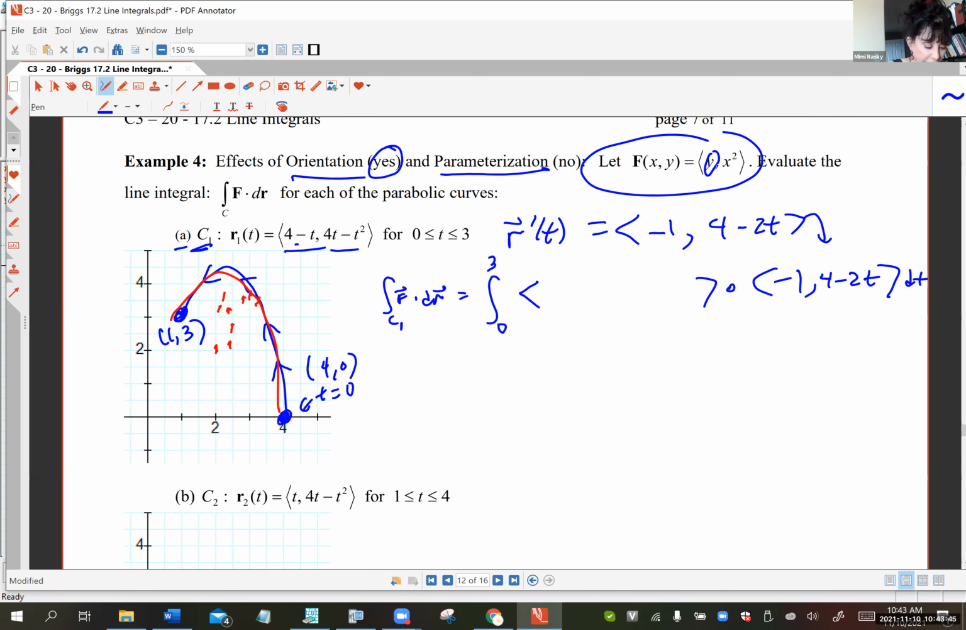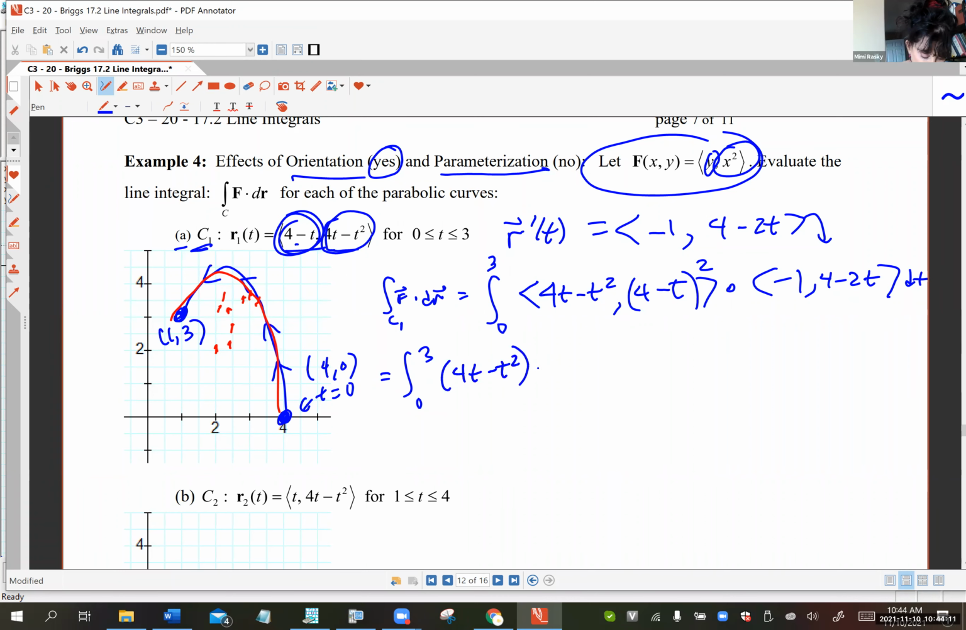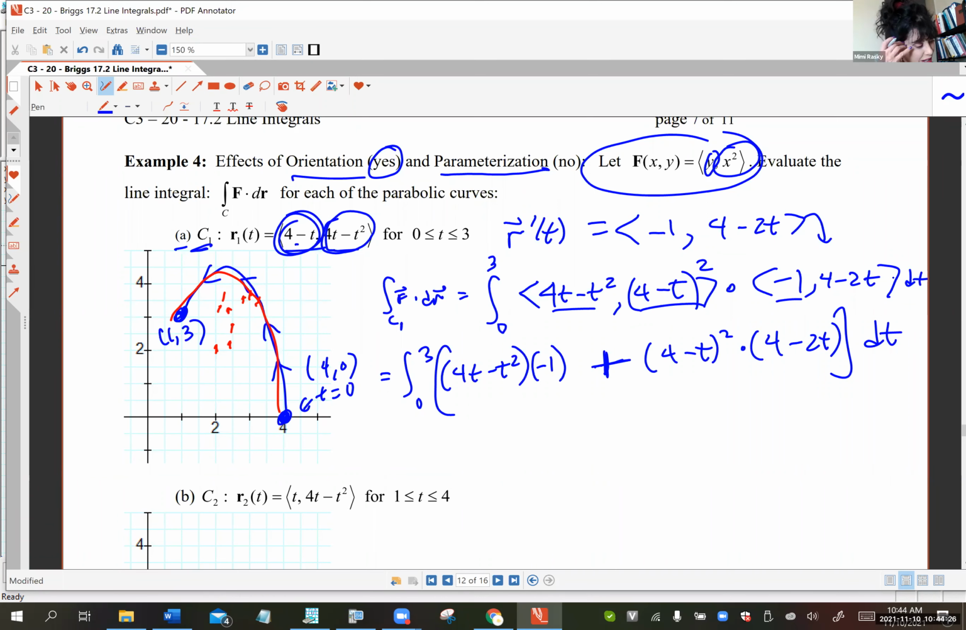So what do we put instead of the y and x squared? Well, instead of the y, you're going to substitute the y from the original vector valued function, which is 4t minus t squared. And then instead of x squared, you're going to do something squared, but the something is going to be the x component that you cherry pick off of your vector valued function. Oh man, this is going to look terrible. Okay, let's keep going. Take a dot product: the product of the x components plus the product of the y components. This whole mess, dt.